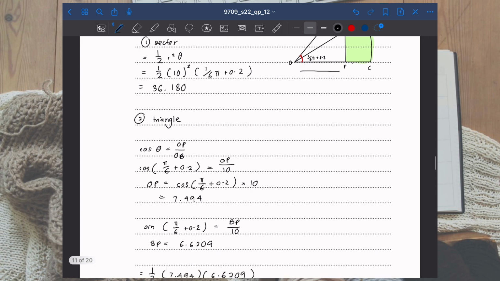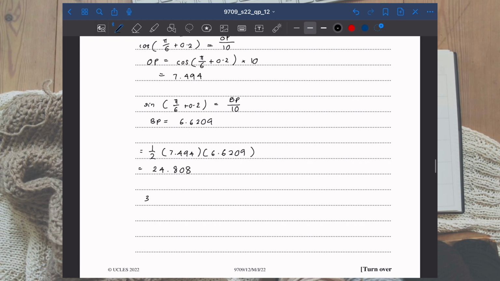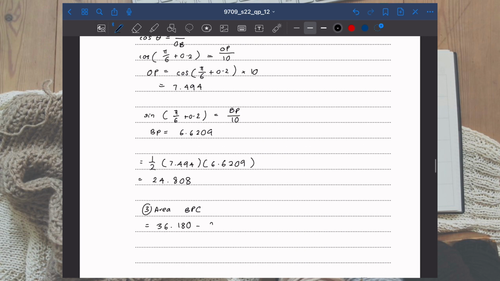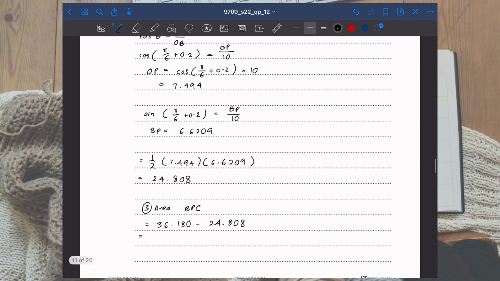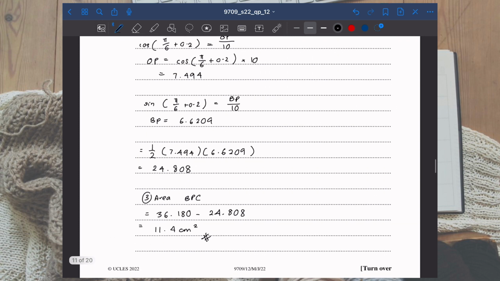So we have our area of sector and area of triangle. So our area for BPC will be 36.180 minus 24.808. This will be 11.4 centimeters squared. Give your answer to 3 significant figures as per what the question asks. So this is your answer for part B.